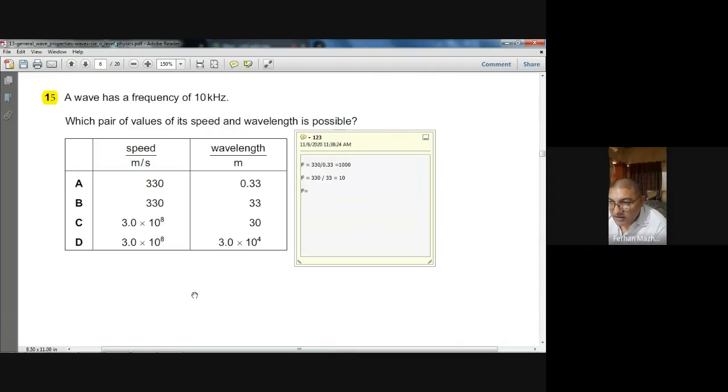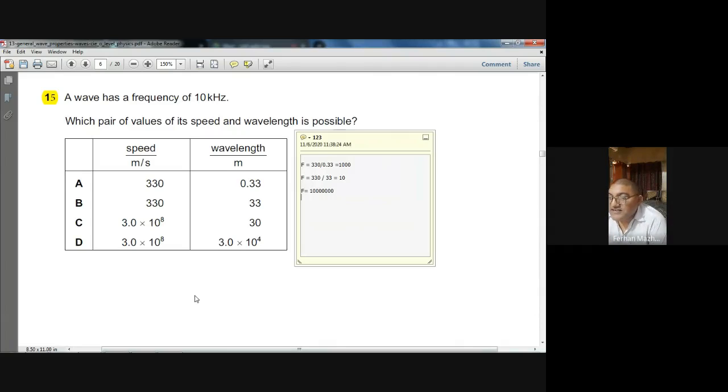You can write 3 expo 8 divided by 30, and the answer is 1 followed by 7 zeros. 1, 2, 3, 4, 5, 6, 7. This is the answer I got. Okay. So 3 and 3 and 1.